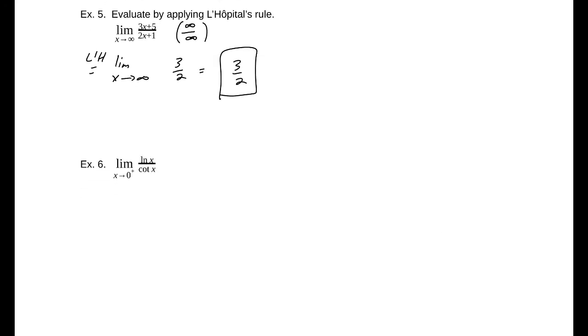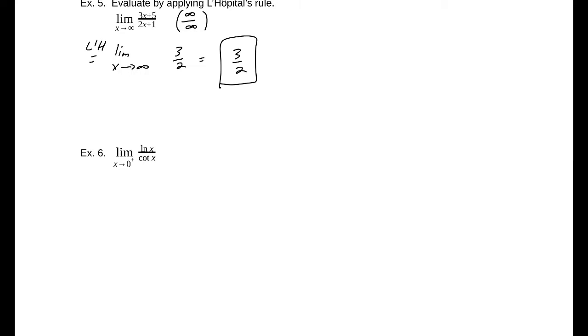All right, limit as x approaches 0 from the positive, from the right side, of natural log x over cotangent x. Well, the numerator is going to negative infinity.